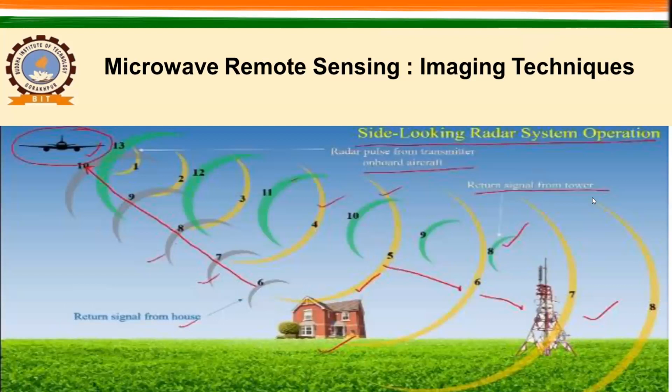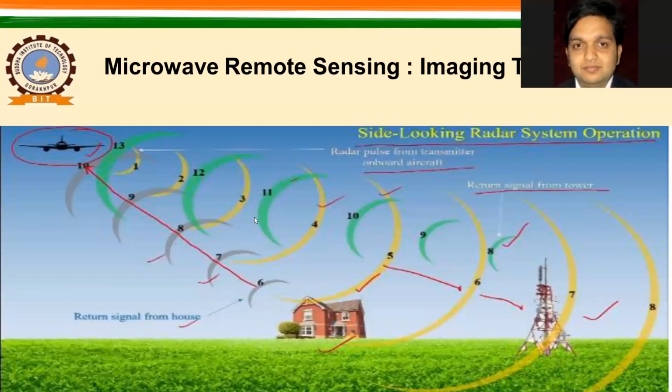Okay, I have mentioned what their types are, but we will see the details in part 2. What are the different side-looking and synthetic aperture radar systems. Okay, so this was all about today's lecture.